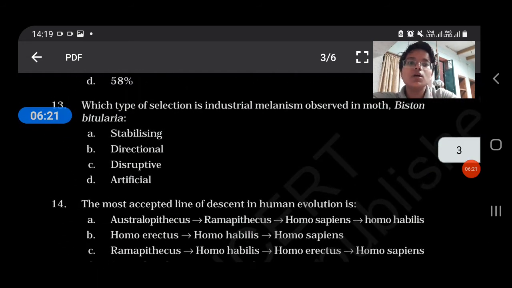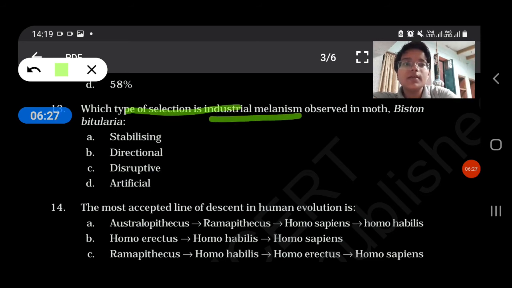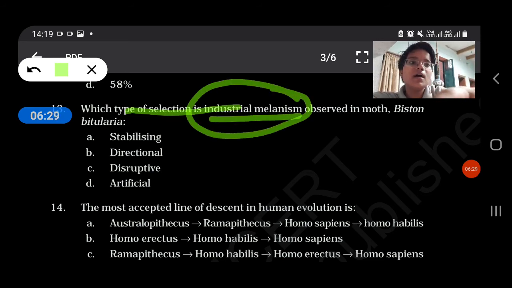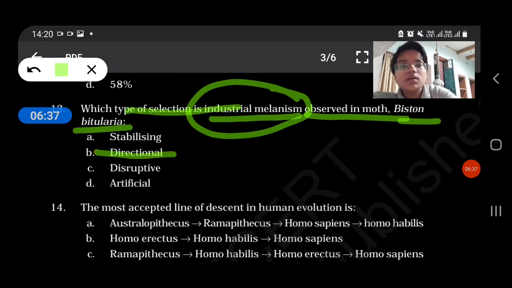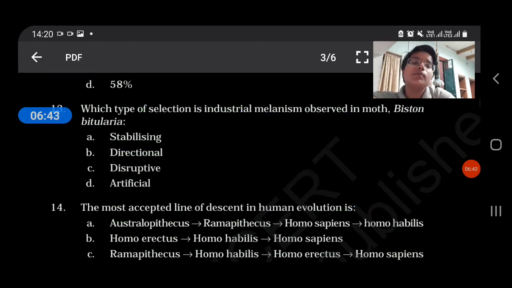Now, which type of selection of melanism is observed in the moth Biston betularia? It's directional. In one direction all the things are going.